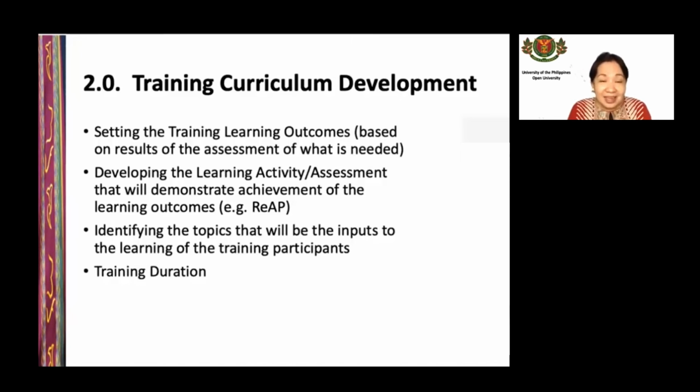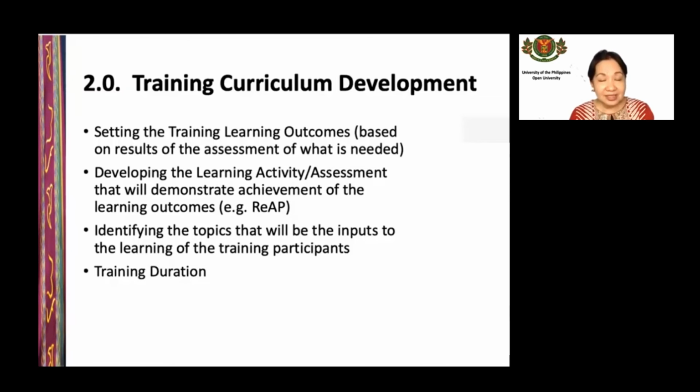So, depende on what we feel is needed at the time that we will be doing our training program. So, there has to be that assessment already. And for us to make a decision, what exactly will demonstrate that we have achieved what we have set as our learning outcome. And then again, we identify the topics that will be the input to the training, right? And of course, the training duration.